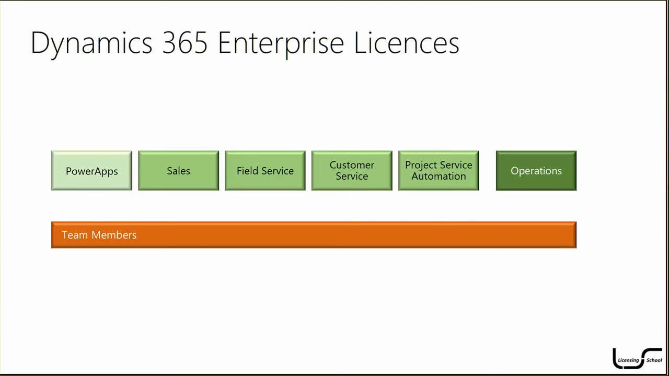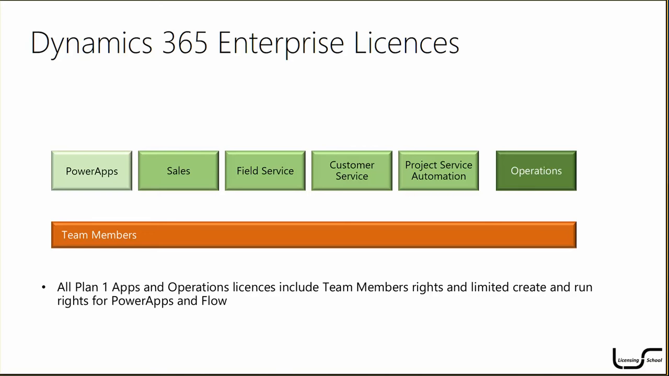Now, you can see here, there are some other things to know. I've said you license for the apps or for team members. However, can you see the bullets that are appearing on here that we've said Plan 1 apps and operations licenses? Now, the Plan 1 apps, it's a name for the CRM apps. So can you see here, sales to project service automation? You'll see those referred to as the Plan 1 apps and the operations license. They include team members' rights. So imagine you're an expert or a specialist in sales, but you need basic access to one of these other apps. Well, actually, Team Members is included in sales, so I get everything to do with sales, but I can then have basic access to all of the other apps. And I do get limited create and run rights for Power Apps, and we've got Flow in here as well. And again, any questions you've got on that, we'll come back to that.